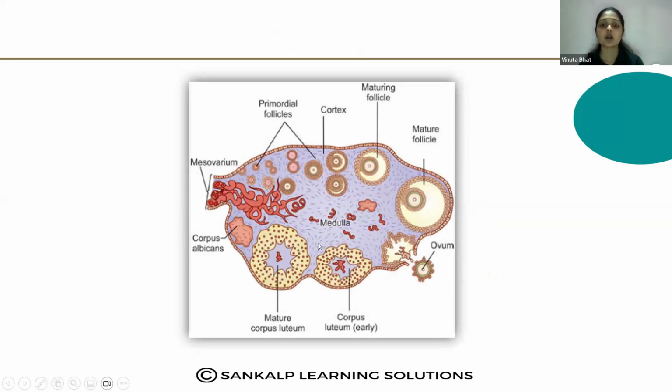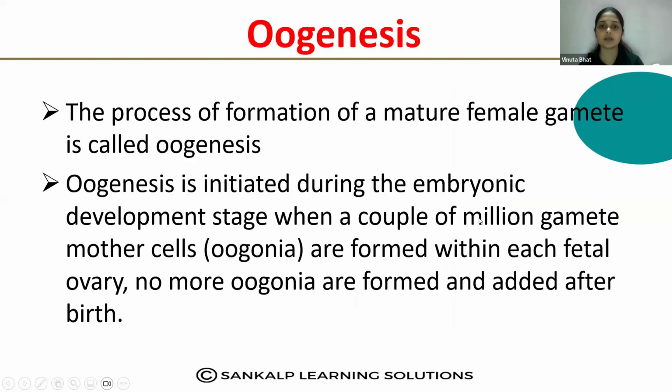Mainly in the cortex region, the development of the follicles and the Graafian follicle, all the oogenesis events, take place mainly in the cortex region of the ovary. Oogenesis is the process of formation of the mature female gamete.